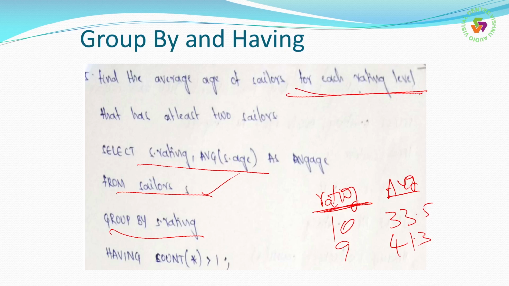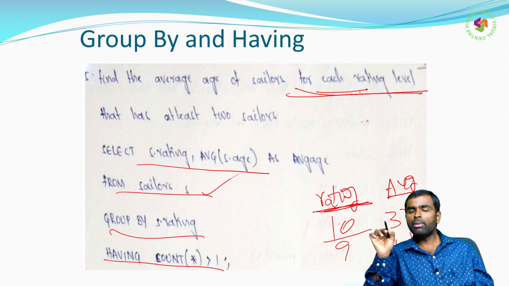For each rating level, that is my levels. Ratings can be divided into levels, meaning ratings can be divided into groups. Group by S.rating, having count of star greater than 1. For each rating, the count of star greater than 1. Rating 10 should be for 2 people, at least 2, so greater than 1 only.